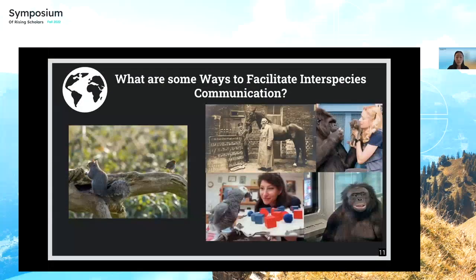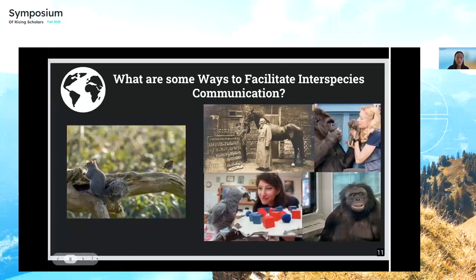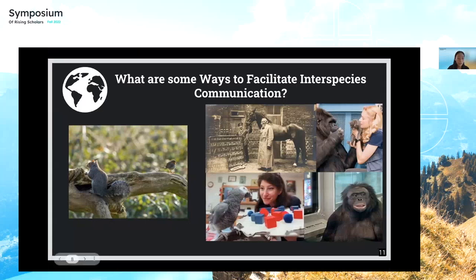So without that information, what are some ways to facilitate interspecies communication? First, there are many examples of interspecies communication in nature, in animals with symbiotic relationships. As shown here, the eastern gray squirrel is eavesdropping on the American robin's alarm calls to infer safety.